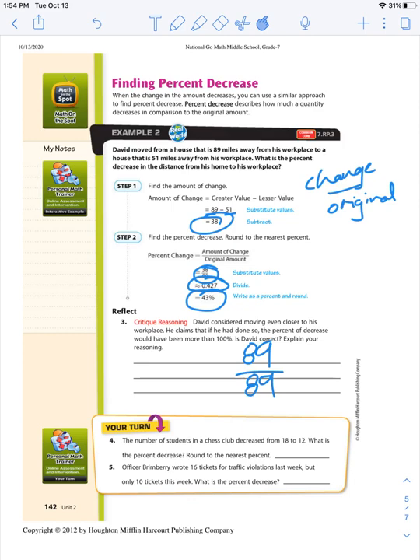All right, so let's do number 4 together, and then you'll do number 5 on your own. So the number of students in a chess club decreased from 18 to 12. What is the percent decrease? Round to the nearest percent. Well, first we need to find the change. So 18 minus 12 is 6, and then we do change over original. So 6 divided by 18 is going to be 1/3, or 0.3 repeating, which is about 33%.